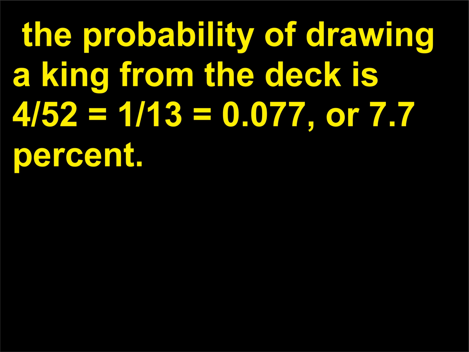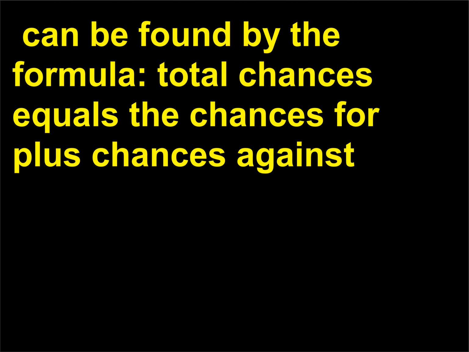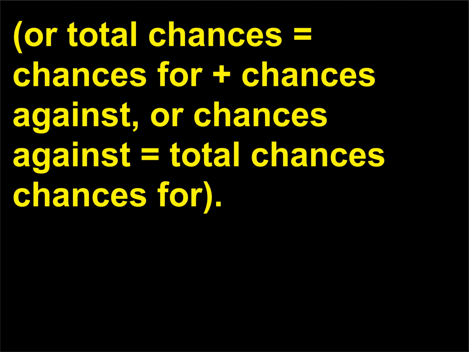As seen above, the odds, or the ratio of chances for to chances against, can be found by the formula: total chances equals chances for plus chances against, or chances against equals total chances minus chances for. Thus, the odds of picking a king from a deck of 52 cards is 4/(52-4) equals 4/48 equals 1/12.